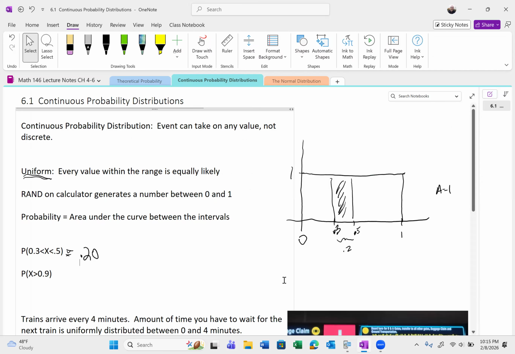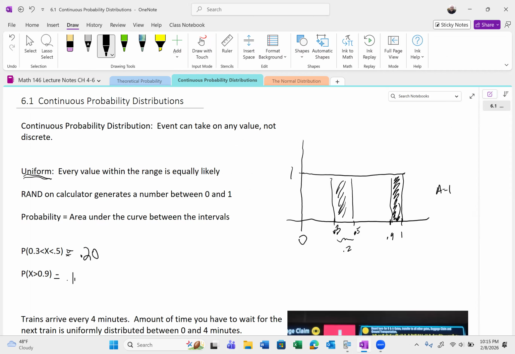And if we want the probability that you get something greater than 0.9, well, 0.9 on our graph is here. So between 0.9 and 1, that is 1/10 of your overall distribution. So that would be 10%. So getting a random number that's greater than 0.9 would be a 10% chance of that happening.